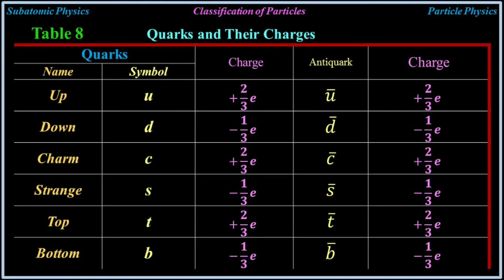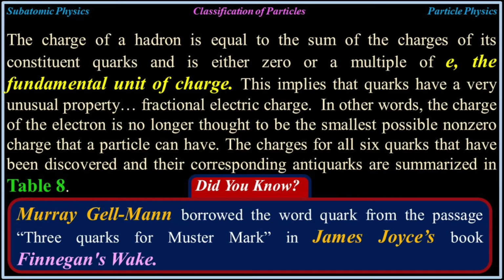Table 8, quarks and their charges: up, down, charm, strange, top, and bottom, are all summarized in Table 8. Study it carefully and notice the antiquark as well. The charge of the hadron is equal to the sum of the charges of its constituent quarks and is either 0 or a multiple of e, the fundamental unit of charge.